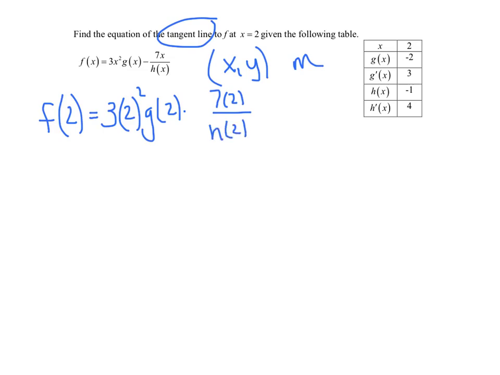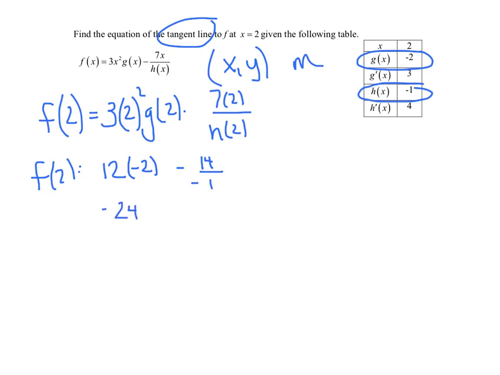And take my time. So f of 2 is equal to 2 squared, which is 4, times 3 is 12, times g of 2, which is negative 2, minus 14 over h of 2, which is negative 1. So that leaves me with negative 24 plus 14. I get a y value then of negative 10. So I know my point is (2, negative 10).